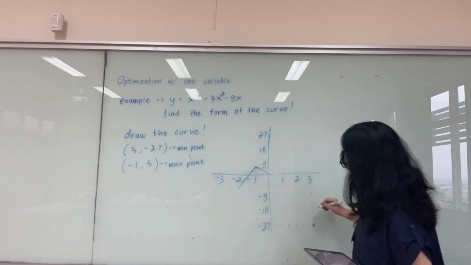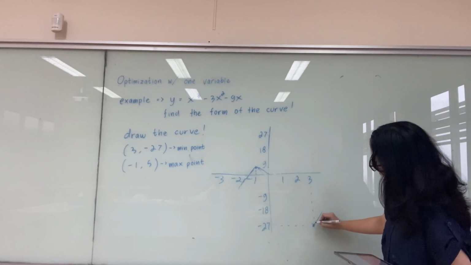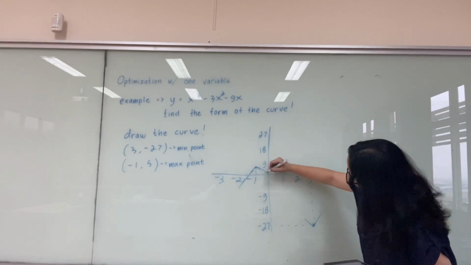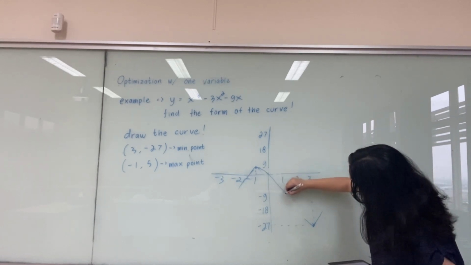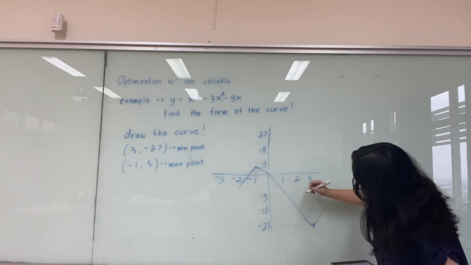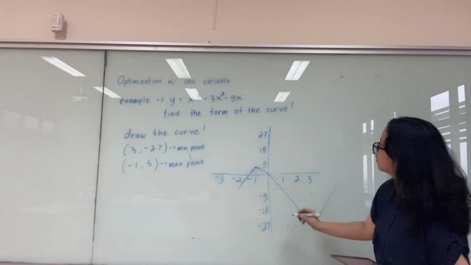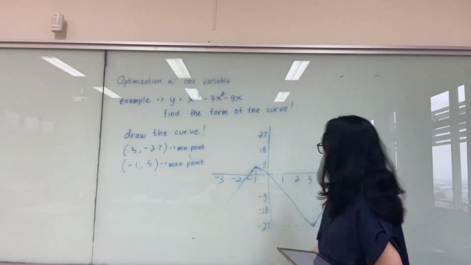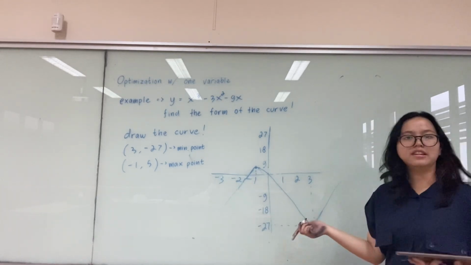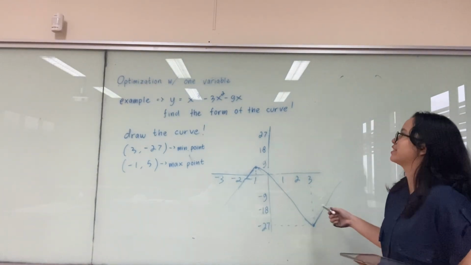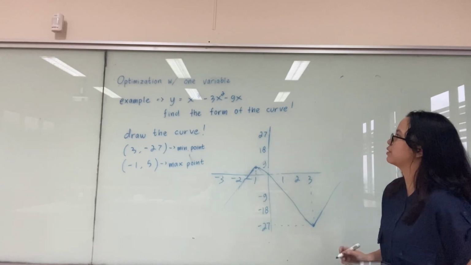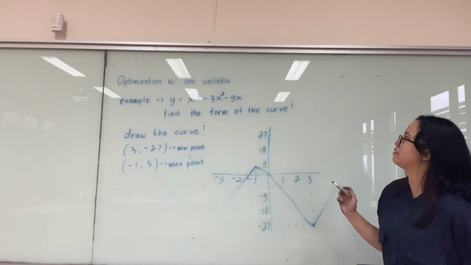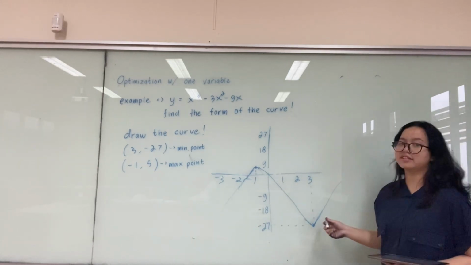It has to go through 0, 1. Don't forget this. We are going to connect it. Voila! This is the curve from our question: y equals x³ over 3 minus 3x² minus 9x to be this curve.